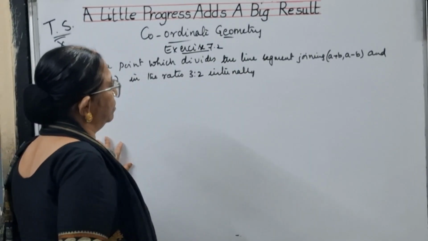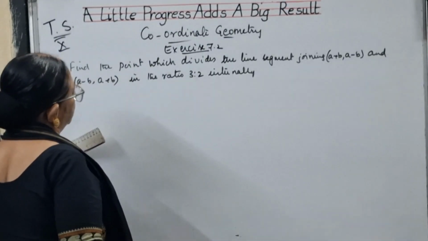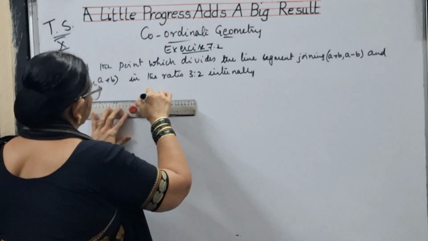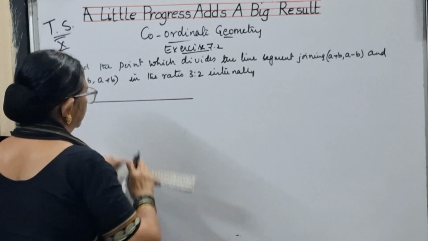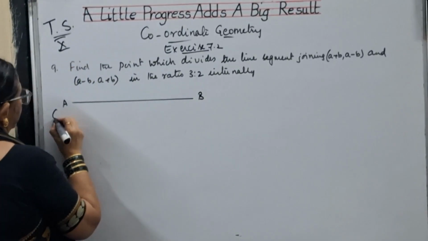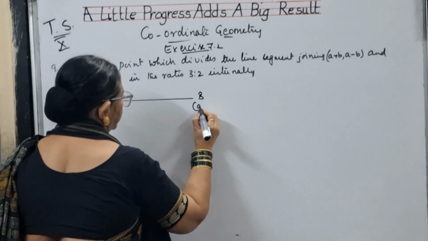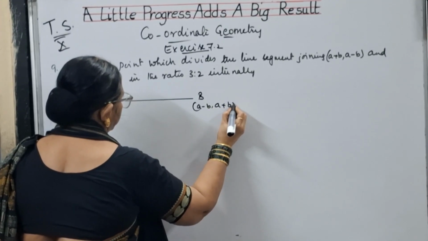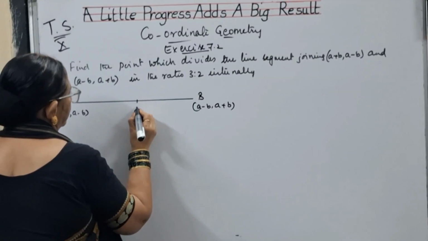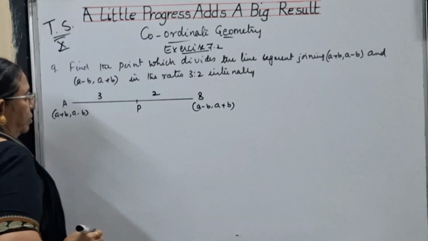Find the point which divides the line joining (a plus b, a minus b) and (a minus b, a plus b) in 3:2 ratio internally. So, this is a line segment. Let us consider this as A and B. Here the ordered pair is (a plus b, a minus b). Here the ordered pair is (a minus b, a plus b). And there is a point P which is dividing AB in 3:2 ratio.